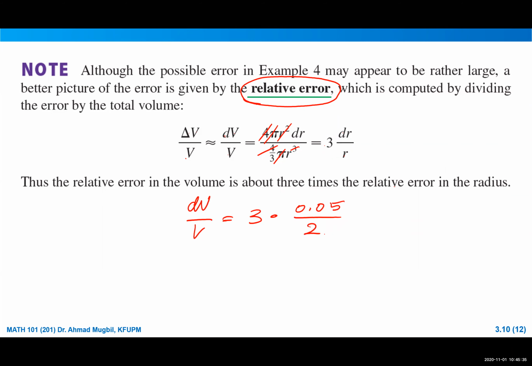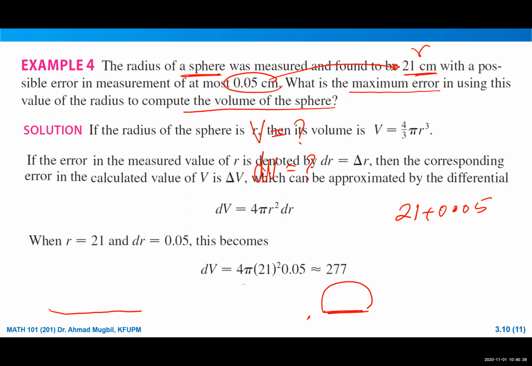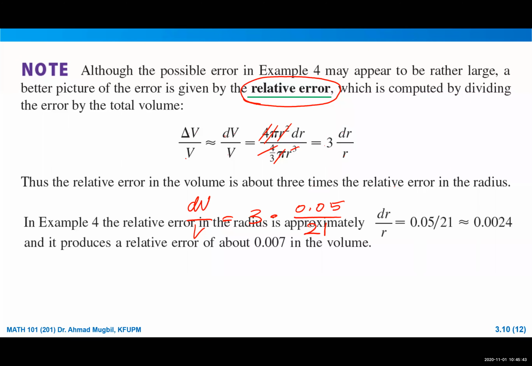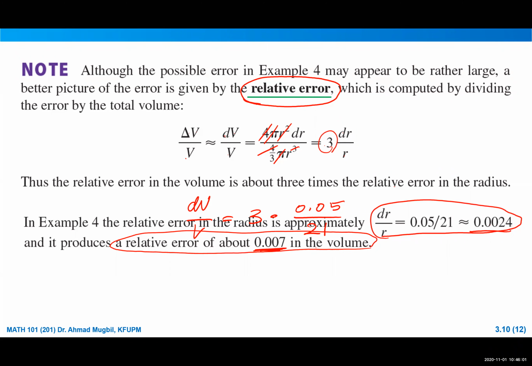0.05 over r, which is 21. Am I right? Yes, here it is, and this is the r and this is r. So which is approximately equal to 0.00024. So this is the relative error in calculating the radius. Now if you multiply it by 3, it will be 0.07, and this will give you the relative error in calculating the volume.